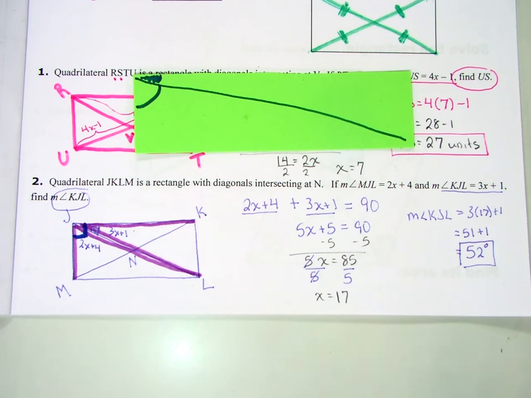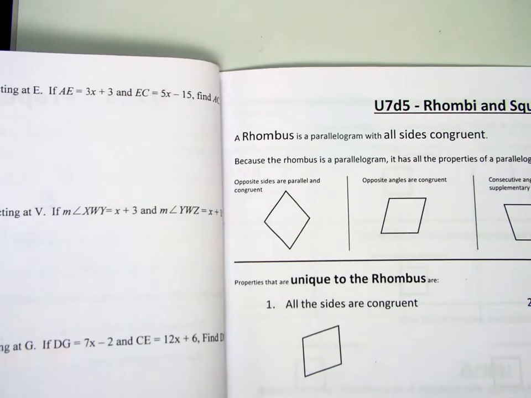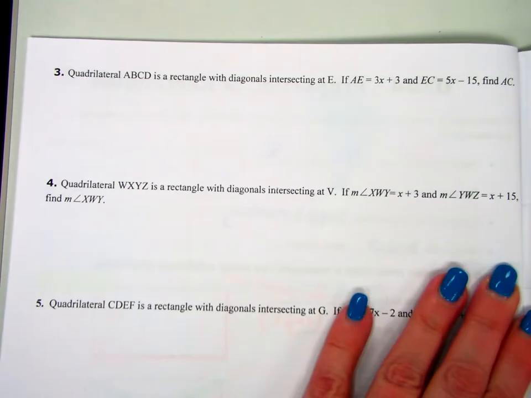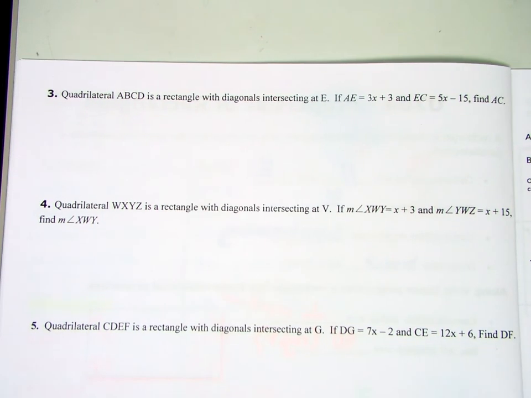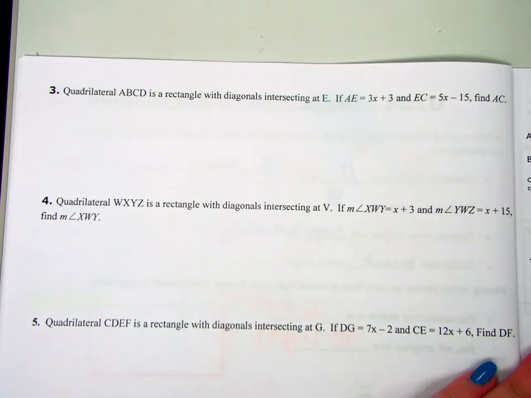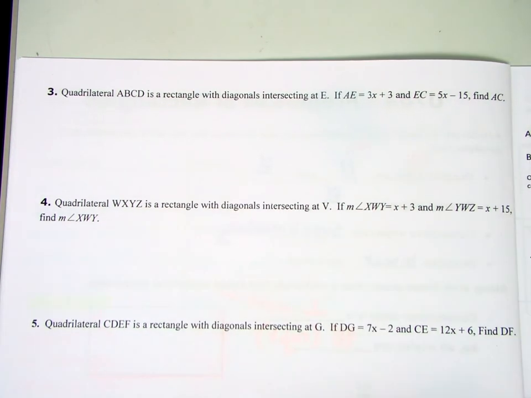All right, questions on number 2? All right, let's go look at number 3. All right, number 3, quadrilateral ABCD is a rectangle with diagonals intersecting at E. If AE equals 3x plus 3 and EC equals 5x minus 15, find AC.